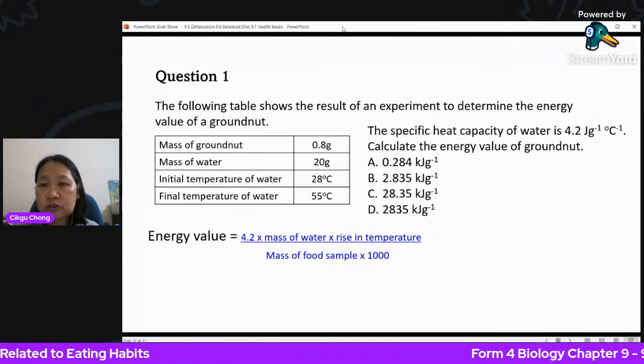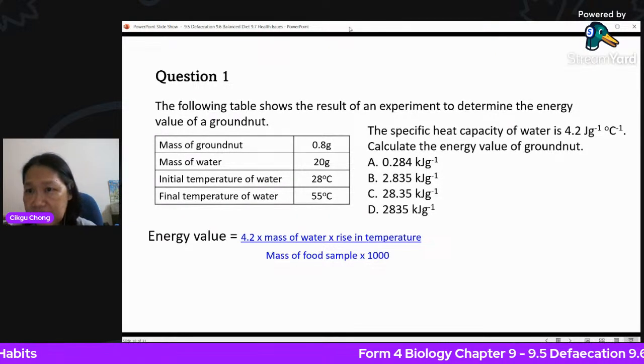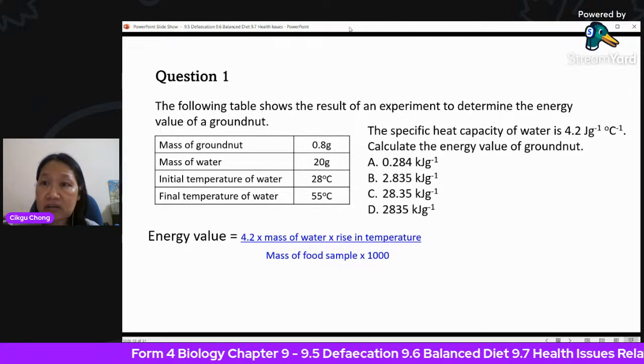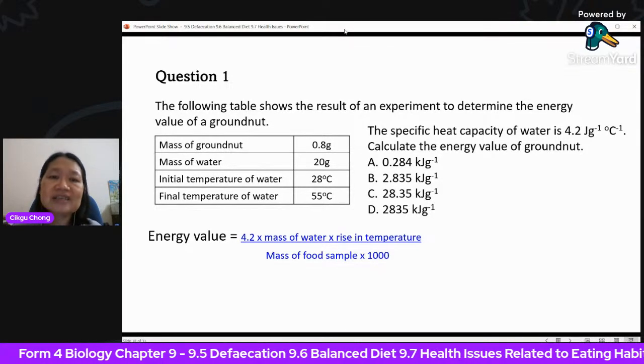Okay, so 4.2, I don't know whether anyone is there. Okay, nobody's there, all right. So I can't call anyone to answer. Why don't you take out a calculator and start punching your calculator, okay?